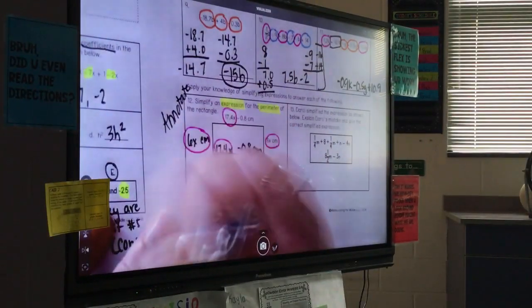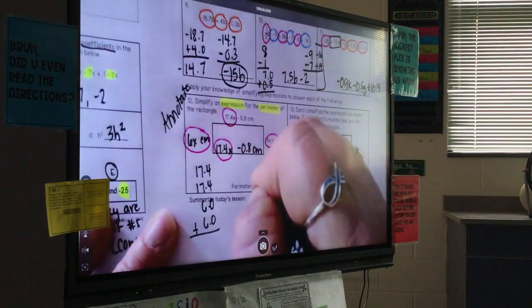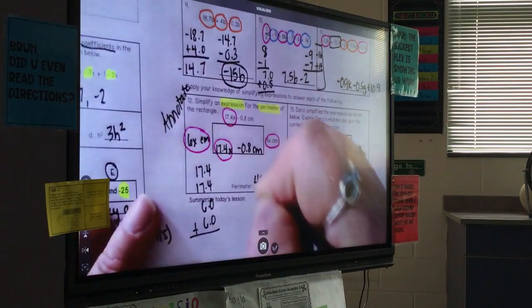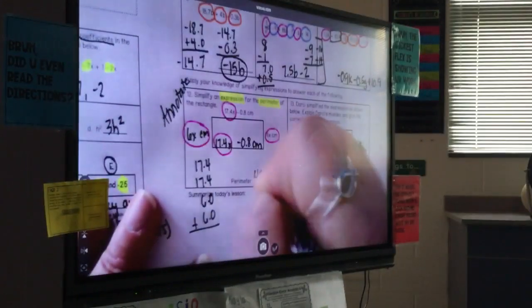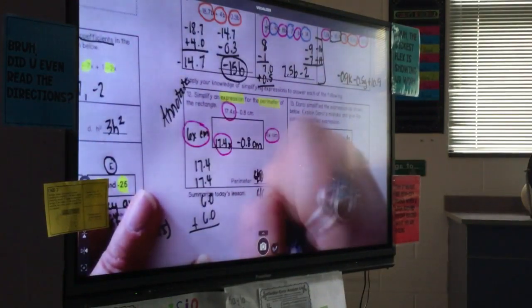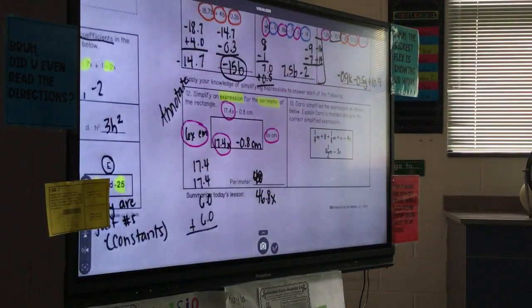And when you add all of those up, what do you end up with? I did a different way than this. That's okay. We should still end up with the same answer, though. 46.8. Yes. Or 23.4. No. Don't change it. 46.8x. And then what else can we combine?